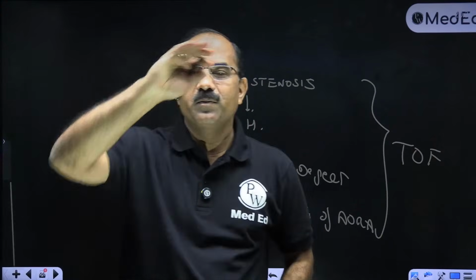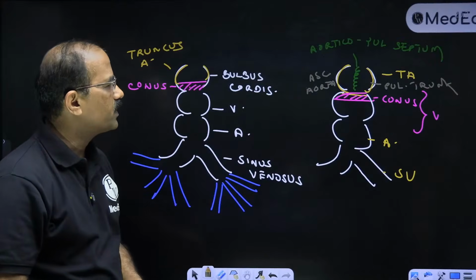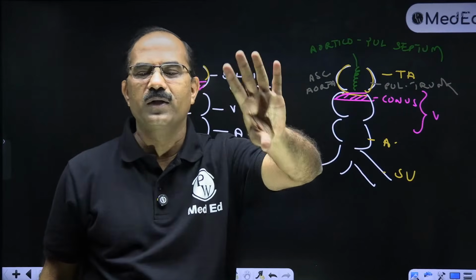So that is the first chamber. What is that chamber? That is the truncus arteriosus. What is there in the truncus arteriosus?